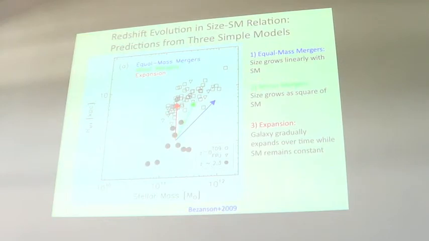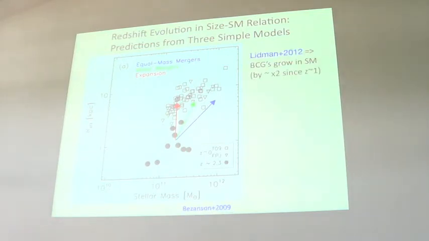So, okay, how does the BCG grow in stellar mass? Again, simple model, 3 options. Equal mass mergers in blue, minor mergers in green, expansion in red. So since we're growing in stellar mass, we have to move to the right on the x-axis. Can't be expansion, has to be equal mass mergers or minor mergers.